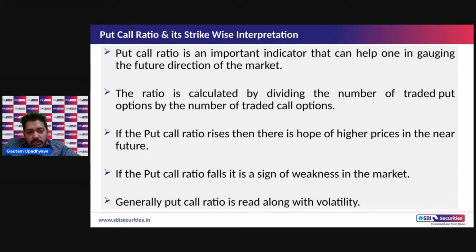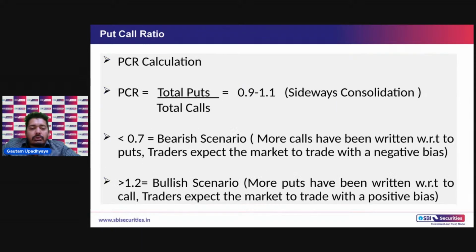After that, I will also try to explain its interpretation, so you get a good understanding of what I am actually trying to say. So put call ratio, which we keep mentioning again and again, is nothing but the total put options of the current expiry divided by the total call options of the current expiry.